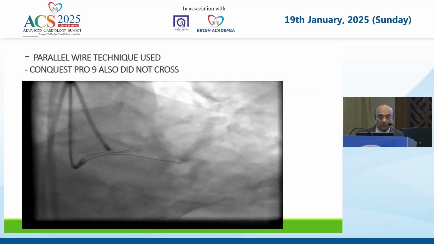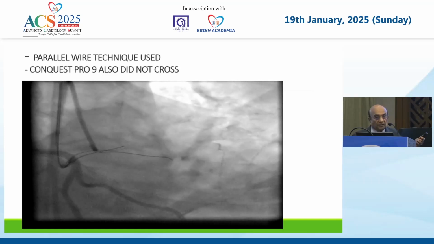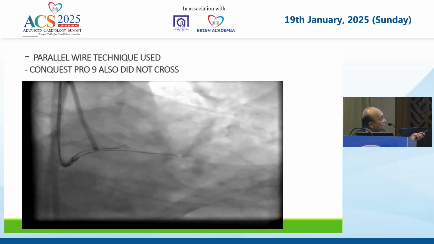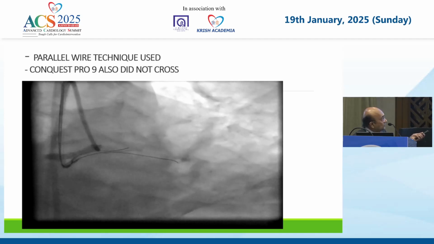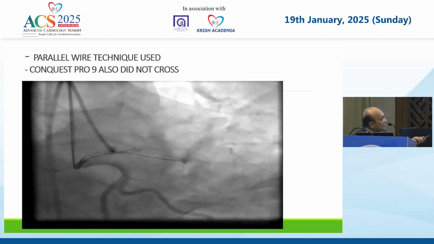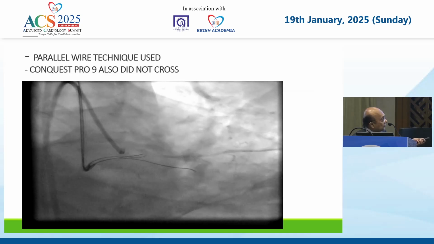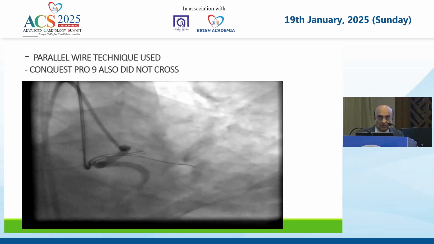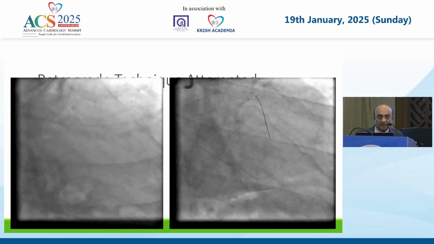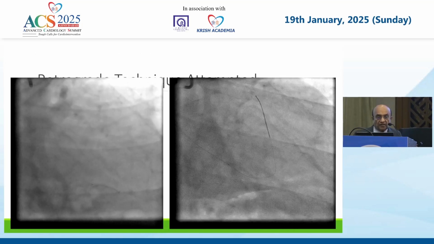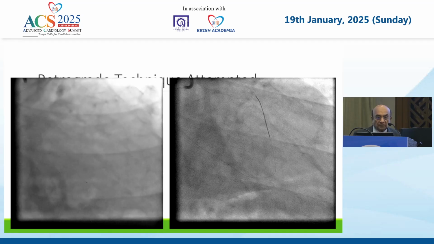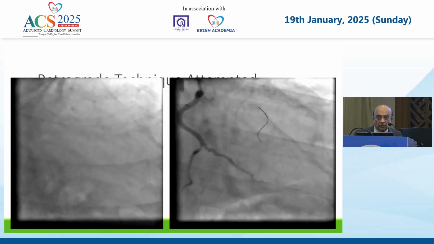The retrograde approach also failed, and now the parallel wire technique with again 2 wires, but both the wires are in the false passage. The third wire is only a reference wire going into the ramus. So these both wires were in the false passage. So then the next day I decided to do the parallel wire again, and we used a Conquest Pro wire. The retrograde technique which I showed you failed.